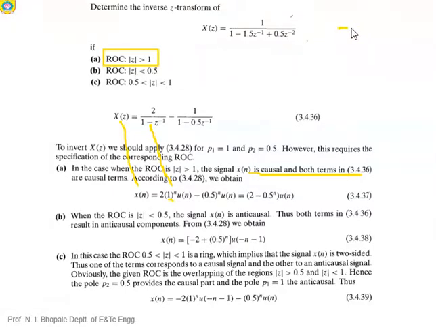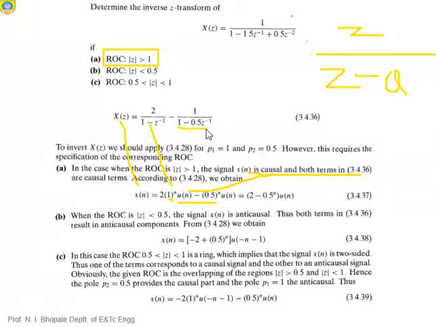So this is nothing but the term which can be written as z by z minus a, or one may write it as 1 upon 1 minus a z inverse. So here the value of a is 1. So 1 raised to n u of n. Why is it u of n? Because the system is causal. So the region of convergence is mod z greater than 1. So for mod z greater than 1, obviously it is a raised to n u of n.